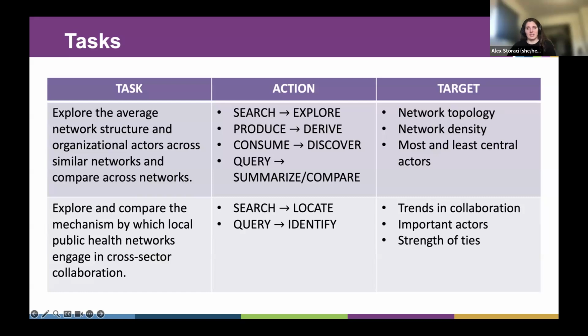And then the second task has a little bit more to do with the details, but explore and compare the mechanism by which local public health networks engage in cross-sector collaboration. And here I really wanted to look at what are the trends in collaboration? Are there specific actors that are important and maybe in specific types of activities? And also look at the strengths of ties between specific types of organizations in the network.